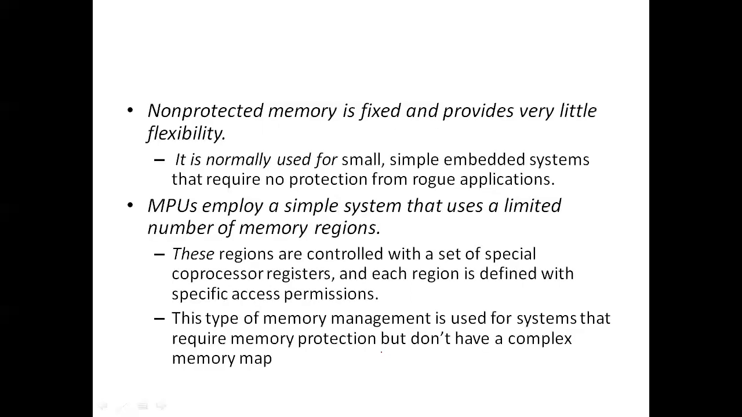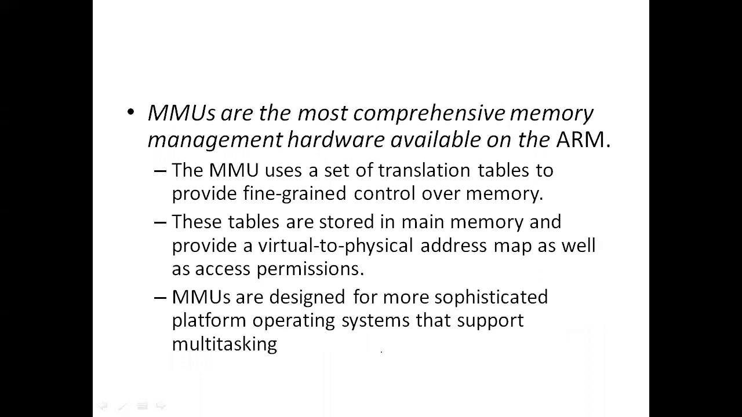In the case of no protected memory, it is fixed and provides very little flexibility. It is normally used for small, simple embedded systems that require no protection from rogue applications. MPUs employ a simple system that uses a limited number of memory regions. These regions are controlled with a set of special coprocessor registers, and each region is defined with a specific access permission. This type of memory management is used for systems that require memory protection but do not have a complex memory map. In the case of the MMU, it is the most comprehensive memory management hardware available on the ARM.